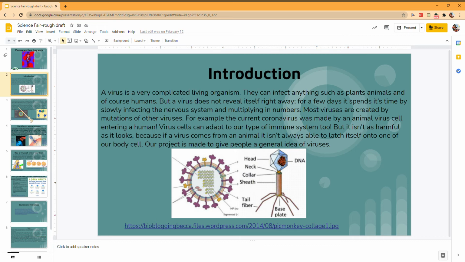Most viruses are created by mutations of other viruses. For example, the current coronavirus was made by an animal virus cell entering a human. Virus cells can adapt to our kind of immune system too, but it isn't as harmful as it looks, because if a virus comes from an animal, it isn't always able to latch itself onto one of our body cells.